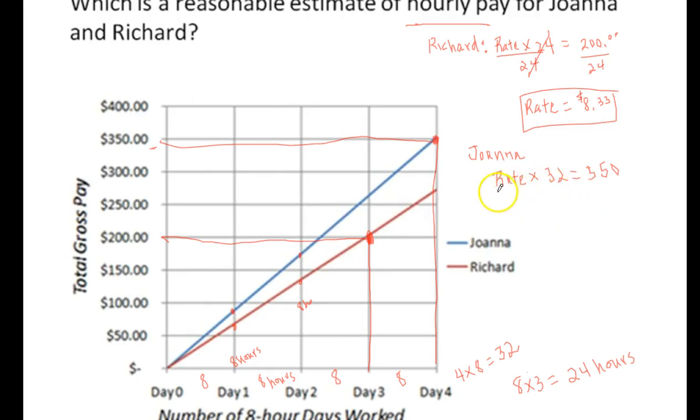Again, we want the rate. It's multiplied by 32. So to solve, we do the opposite of multiplying, which is to divide by 32. And that will help us find her rate. So her rate is 350 divided by 32, which is $10.94. Okay, so this graph allowed us to estimate what the hourly pay might be for Joanna and for Richard.